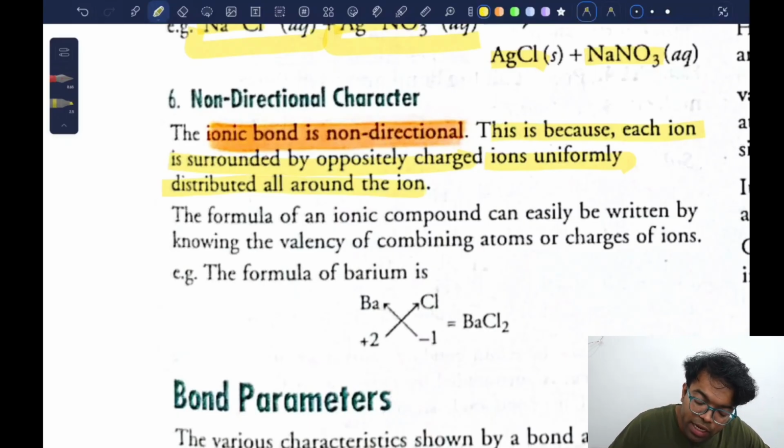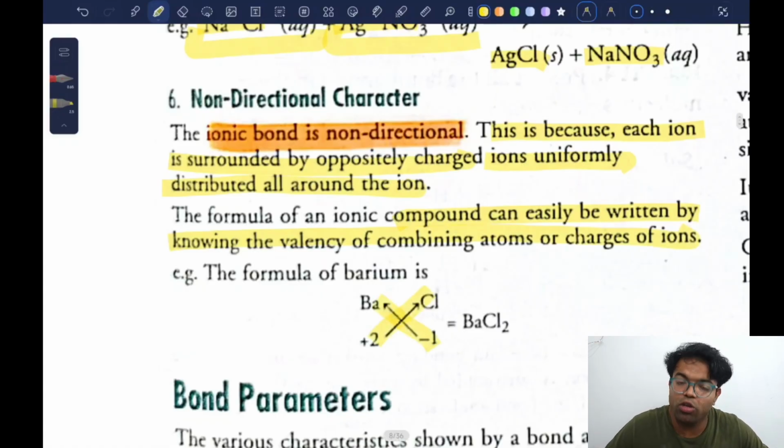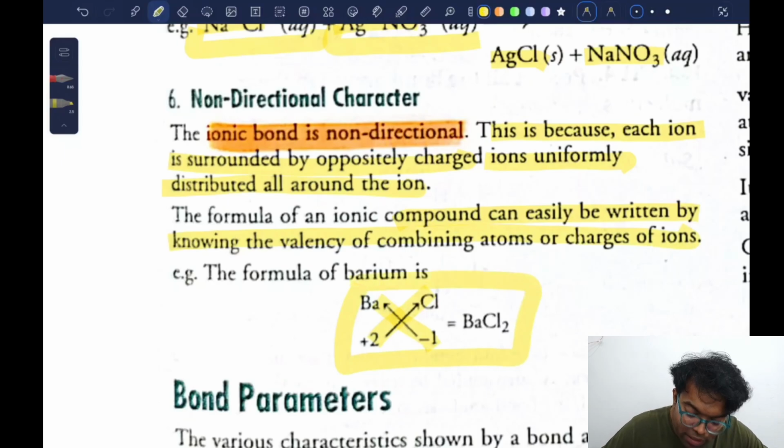The formula of an ionic compound can easily be written by knowing the valencies. We know the valency of barium is 2 plus and chlorine is 1 minus. All you have to do is cross multiply. So you will get barium chloride, right? Barium has a plus 2 valency, chlorine has a minus 1 valency, and this is how we write barium chloride.